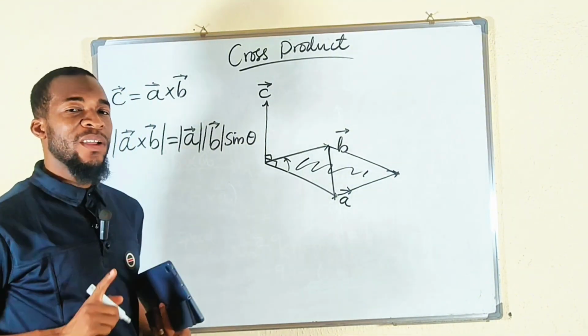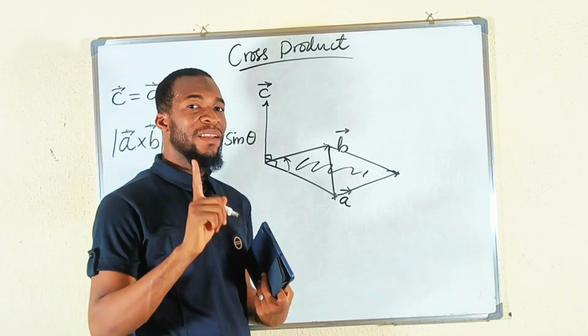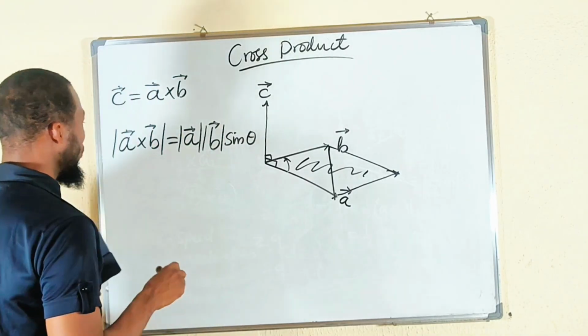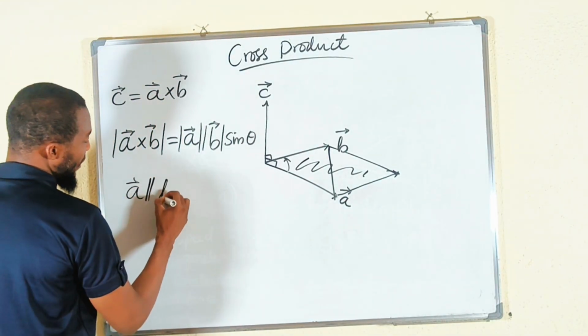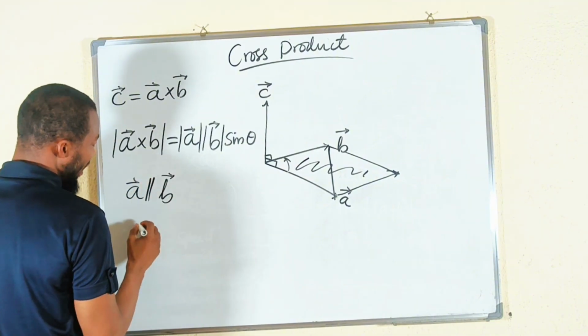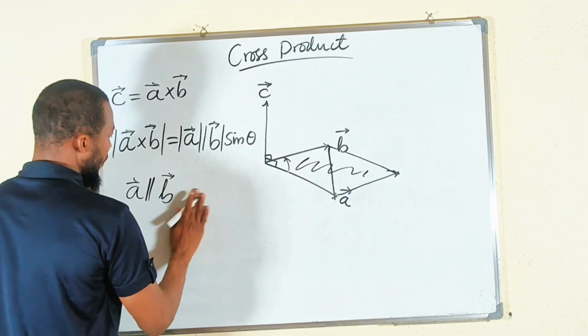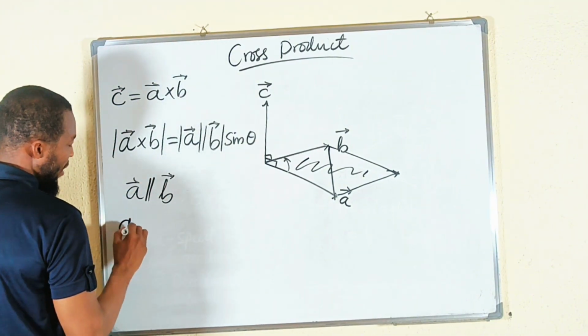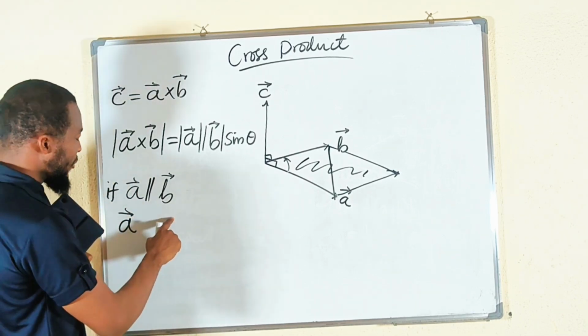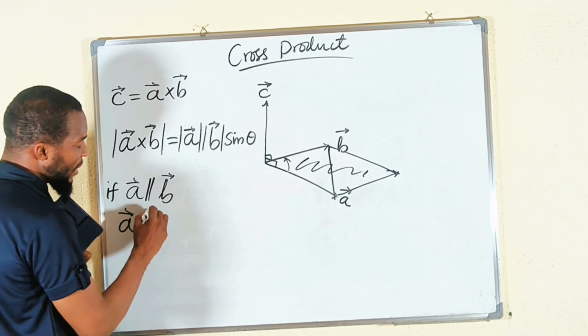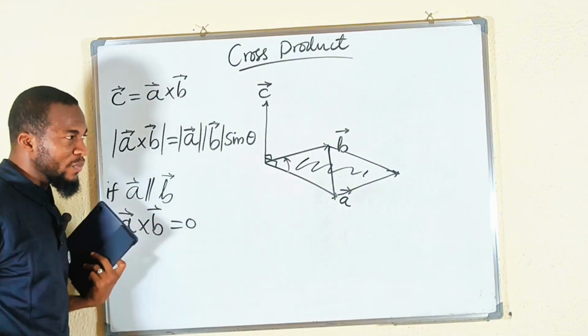Okay, if two vectors are parallel, then their cross product is 0. If A is parallel to B, then, let me write a condition here: if A is parallel to B, then A cross B will be equal to 0.